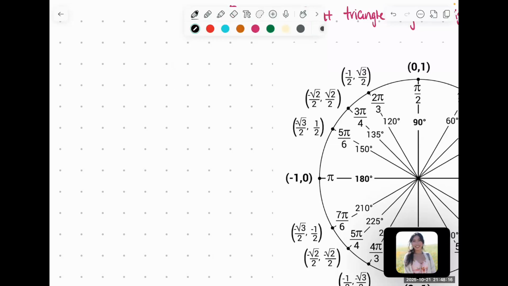A helpful trick that I learned is that when you convert radians to degrees, you essentially just get the radian, let's say we're doing pi over 9. So you just do pi over 9, and then you multiply it by 180 over pi. And that will give you the answer.